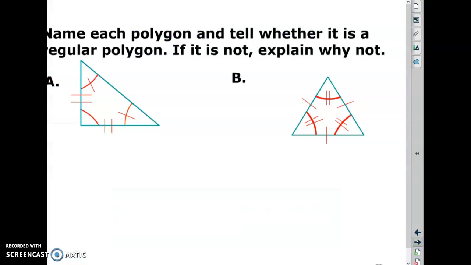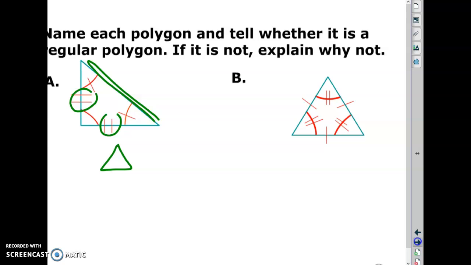The final thing, if we look at letter A, whether it's regular or not: it is going to be a triangle, obviously. And if you notice, two sides are the same length, but this side right here is not, so it is not regular. That would be considered an isosceles triangle.